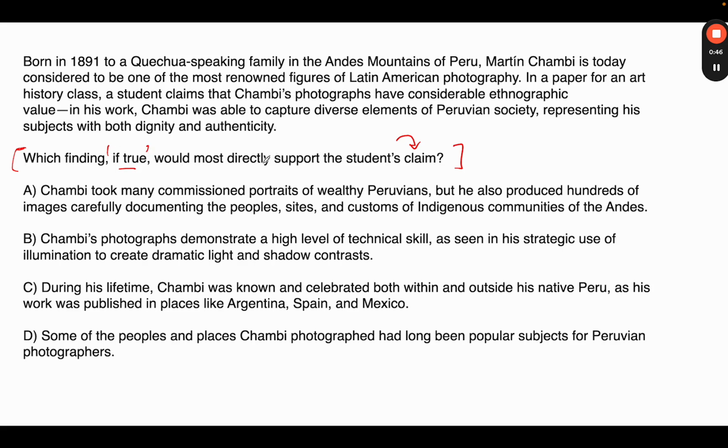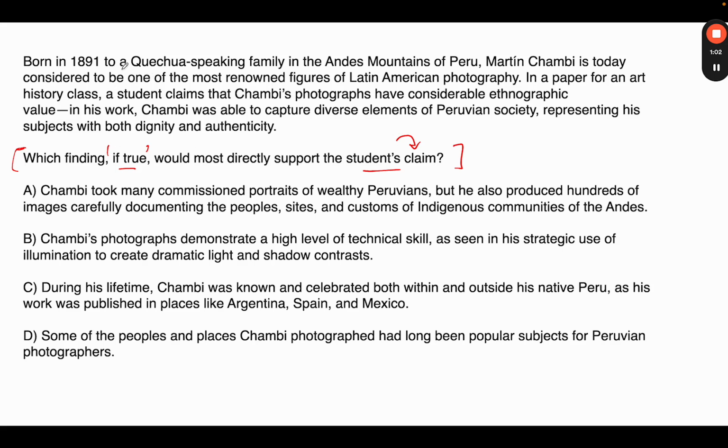And what do we need to find evidence for? We need to find evidence to support the student's claim in the text. So when you read the text, be mindful about identifying what the student's claim is, because you have to support it further. Now let's go ahead and read the text.